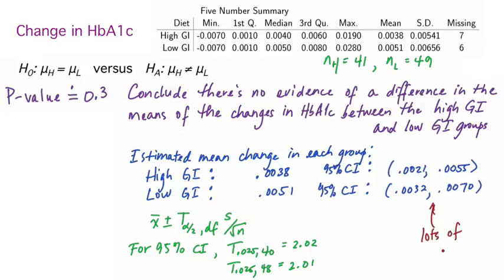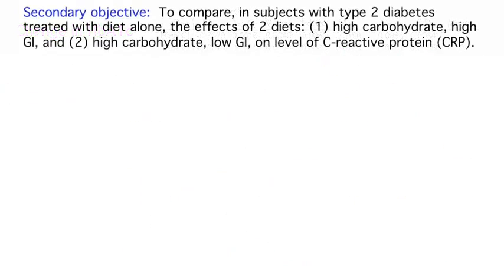Note that the confidence intervals overlap quite a bit. This is to be expected since we didn't see a statistically significant difference between the two groups. Let's move on to our secondary objective now, which was to investigate whether the change in CRP differed between the two diets.